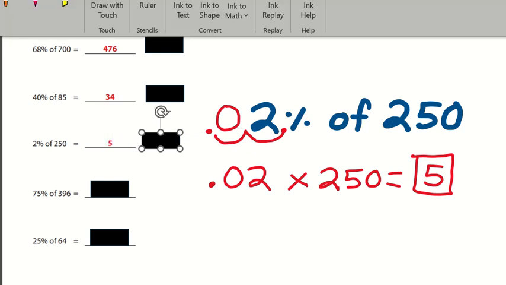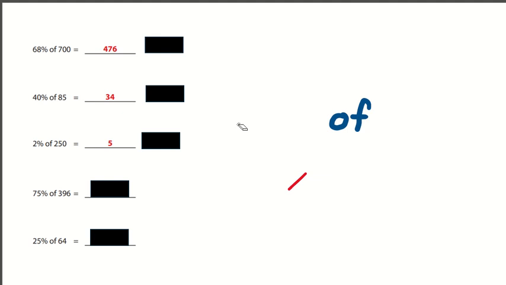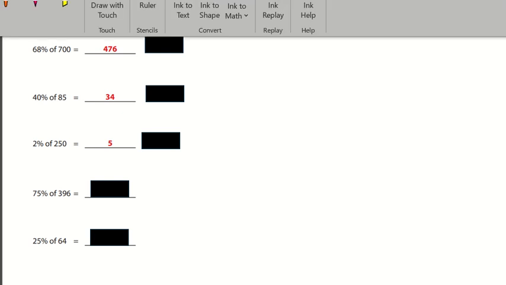And now we're going to do yet another example. Why? Because we can, and because we want to, and because I think that's about all I want to say about that. Okay, so now we're going to find 75% of 396.